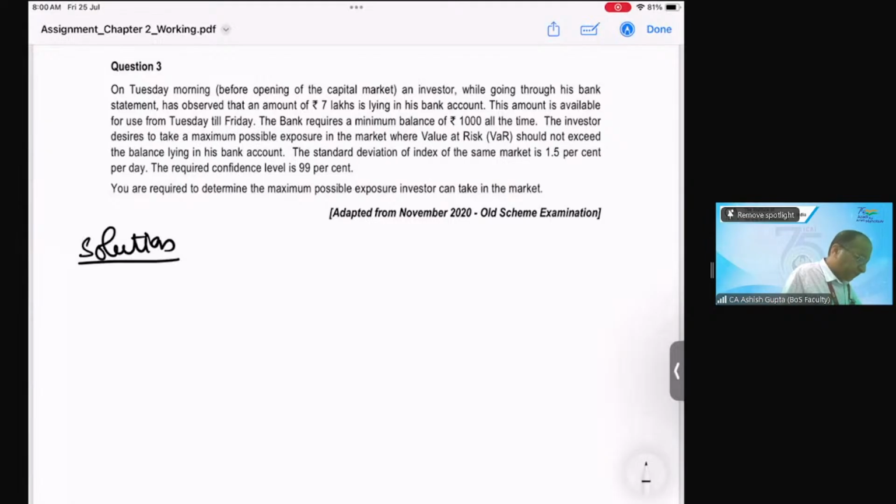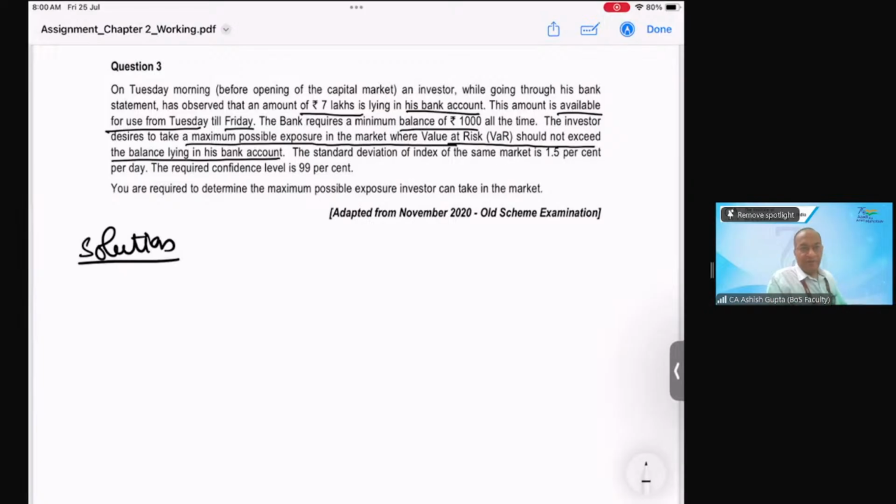The question says: on Tuesday morning, before opening of the capital market, an investor, while going through his bank statement, observed that an amount of rupees 7 lakh is lying in his bank account. This amount is available for use from Tuesday till Friday. The bank requires a minimum balance of rupees 1,000 at all times. The investor desires to take maximum possible exposure in the market, where the value at risk should not exceed the balance lying in his bank account. So we can say that somewhere it has put a cap. Here your maximum possible loss that you can bear is rupees 7 lakh minus 1,000, so it becomes 6 lakh 99,000.